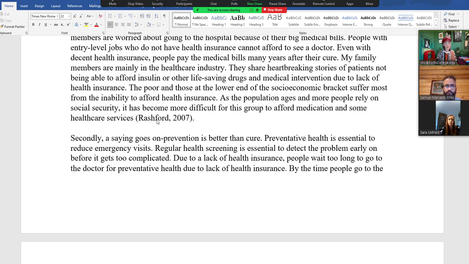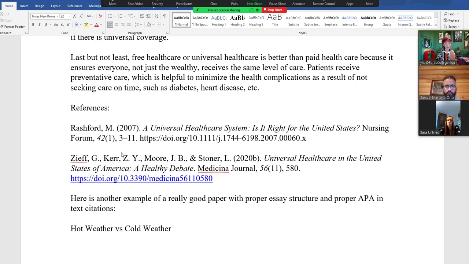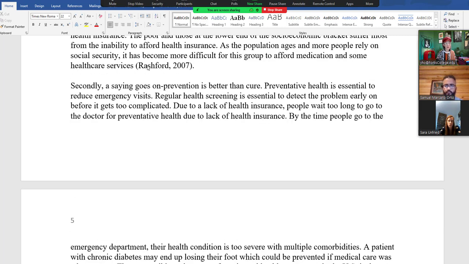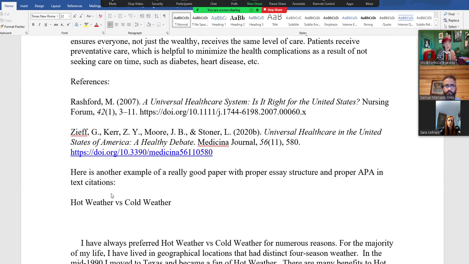Here, she put in her in-text citation. So this student did it correctly. Notice how your reference citation and your in-text citation should match. So you have Radford here and Zeif. That means that if I go into the references, I should be seeing a Radford and a Zeif. So always your reference citation and in-text citation need to match.